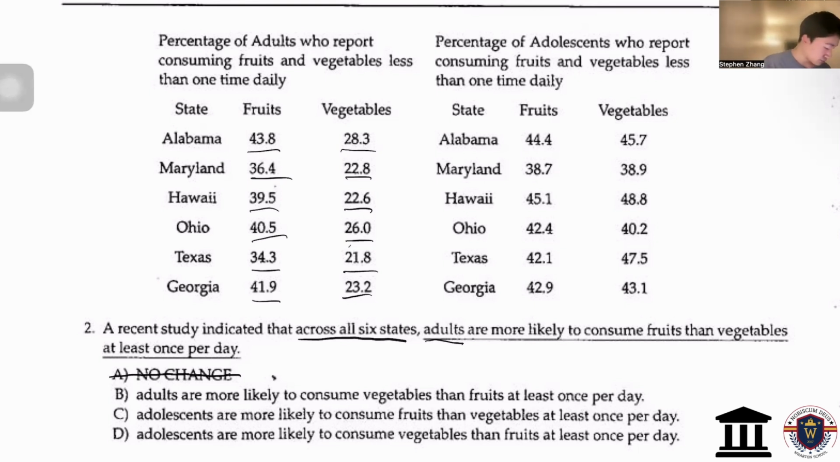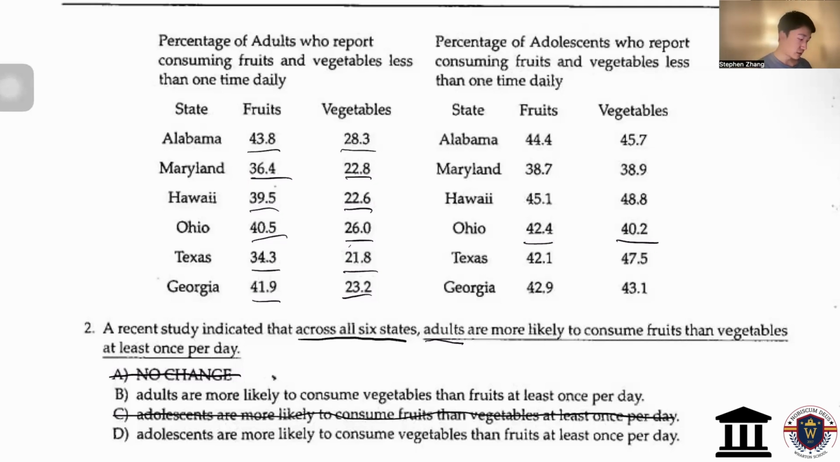Answer choice C is looking at the adolescent table, where we want all the states to have a lower fruits value than the vegetable value. But if we look at one of the states, Ohio, for example, 42.4 is actually greater than 40.2. So in this case, it's not true across all 6 states. So we immediately know answer choice C is wrong.